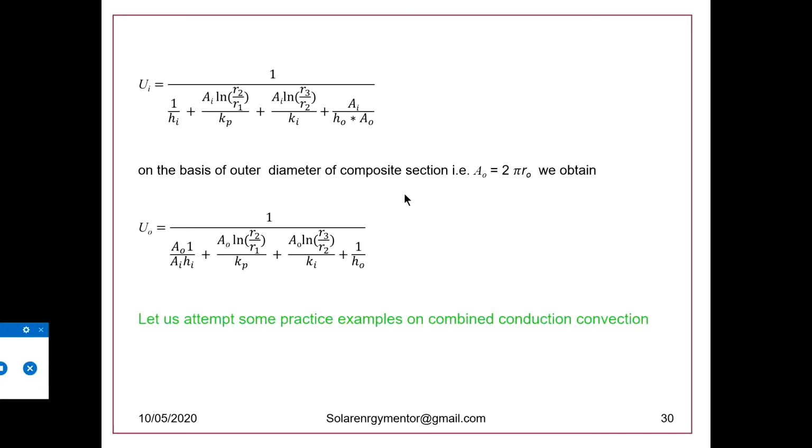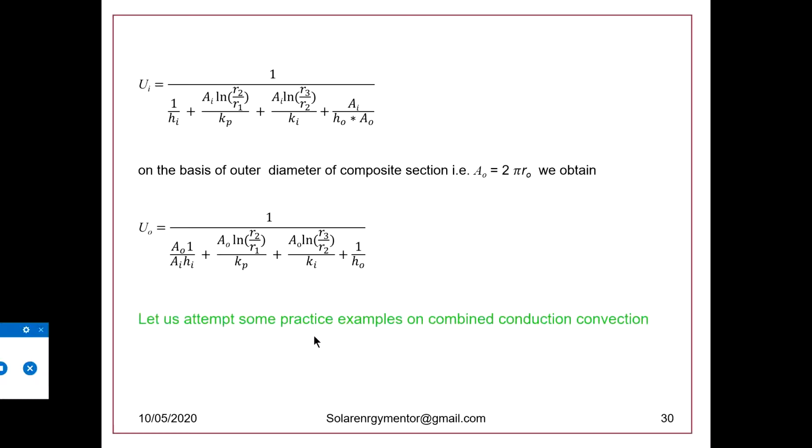Similarly, on the basis of outer diameter of the composite section, AO, where AO is represented by 2 pi RO, in most of the cases we know this figure only. So the most usual way of calculating overall heat transfer coefficient is UO equal to 1 by AO by AIHI plus AO into log of R2 by R1 by Kp, thermal conductivity of the pipe, plus AO again into log of R3 by R2, this is for insulation, and then plus 1 by HO. If the number of sections increases, you can go on adding terms, and the last term will be the convective term. So this is the combined conduction convection case.